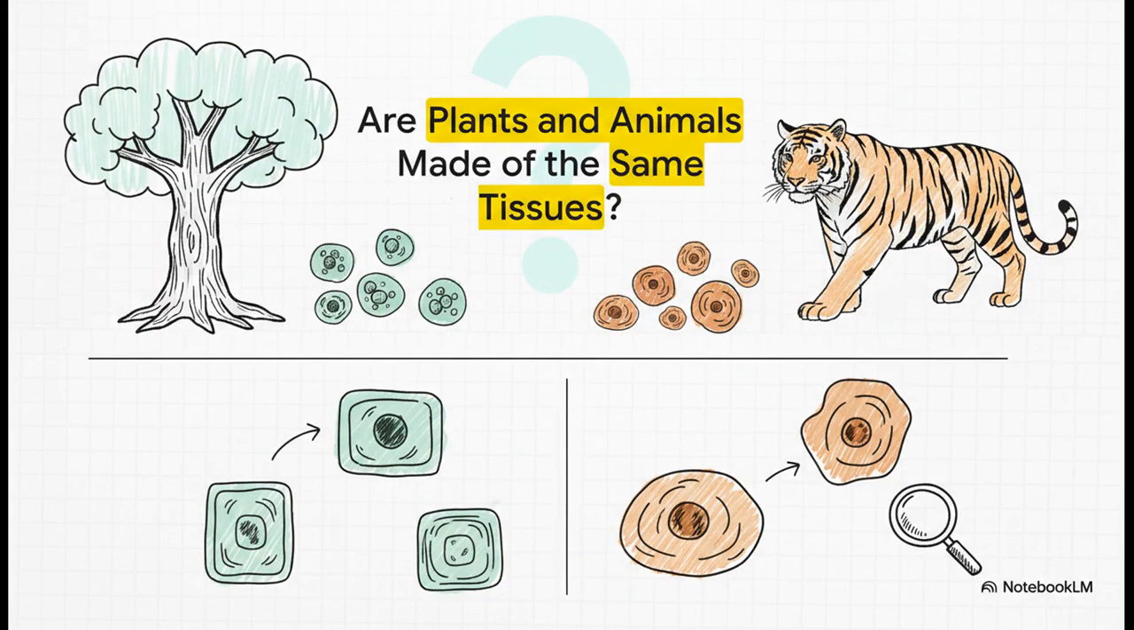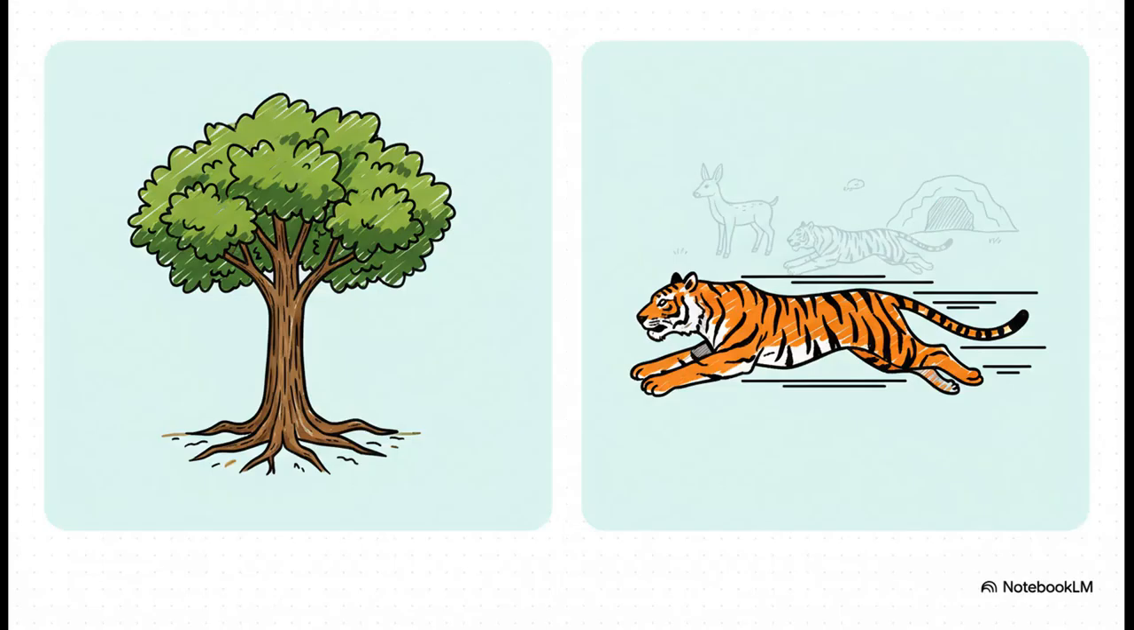Okay, now here is where it gets really, really cool. You look at a plant and you look at an animal, they couldn't be more different, right? So what about their tissues? Are their fundamental building blocks just as different as they are? The answer is a huge yes, and it all comes down to a very simple fact about how they live their lives. It all starts with this one profound difference.